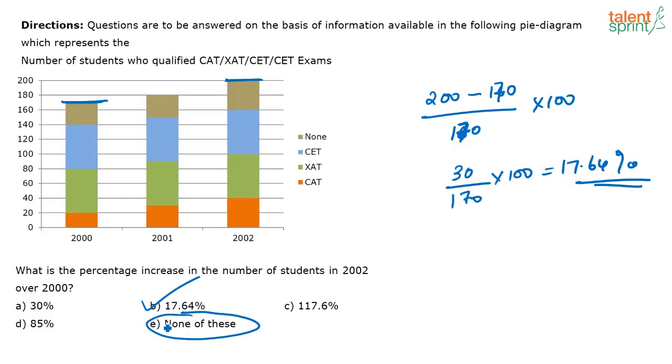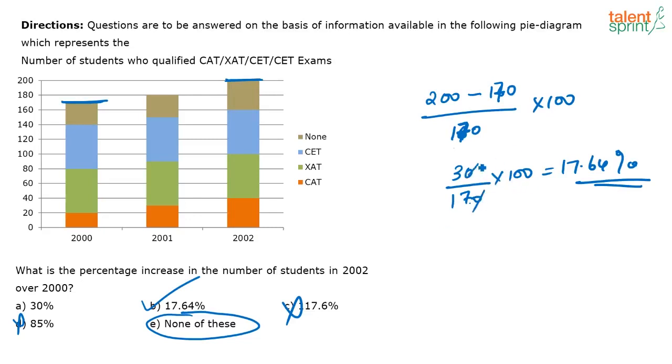See, for example, even in this question, if none of these options was there, definitely this is not going to be the answer. 85% cannot also be the answer. So you have to do 30 divided by 170. So again, 30% also cannot be the answer, right? Just by looking at the options itself, you can eliminate options and say this is going to be my right answer. You needn't exactly sit and solve for it.